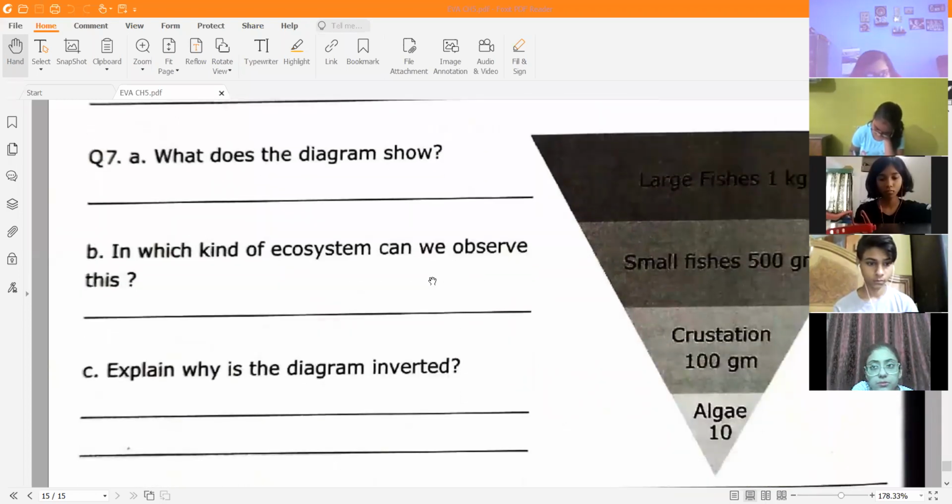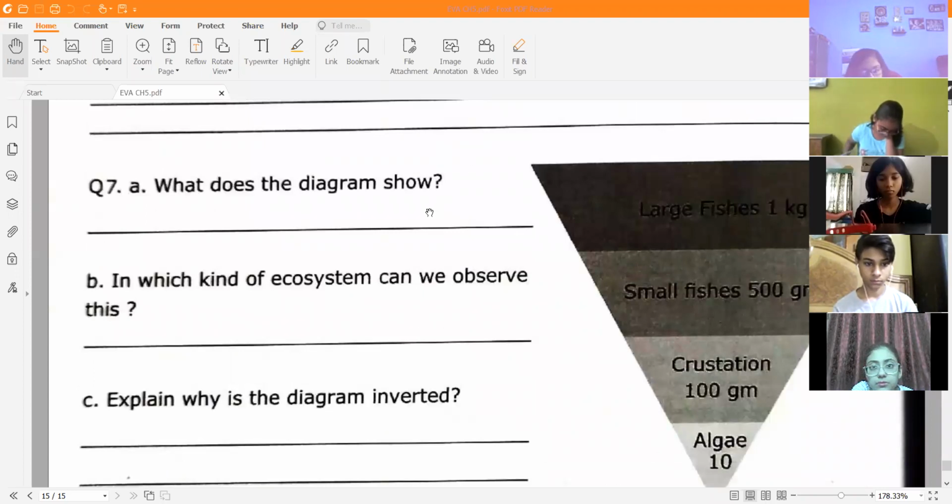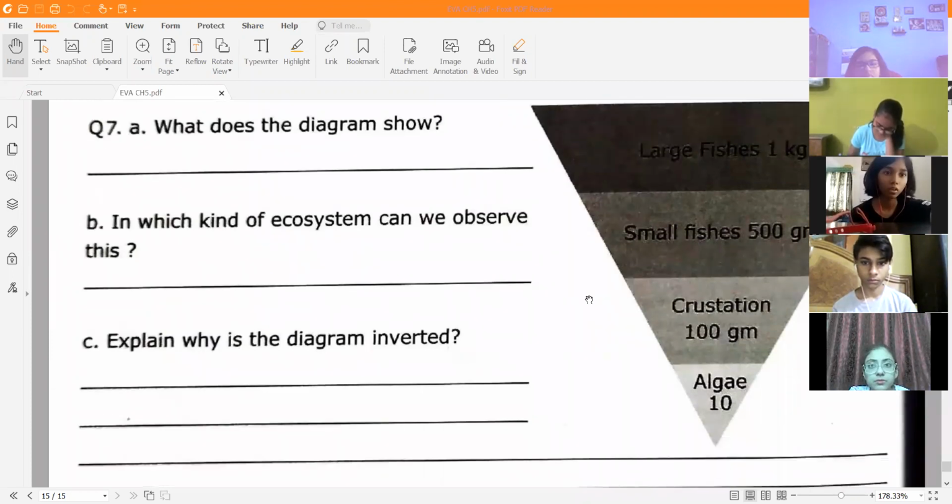So now you've been given an inverted pyramid. What does the diagram show? This is a pyramid of biomass. In which kind of ecosystem can we observe this? You can see that this is an aquatic ecosystem. This can be a pond ecosystem. This can be a river ecosystem, which would also come under pond ecosystem only. So this is an example of a pond ecosystem food chain.